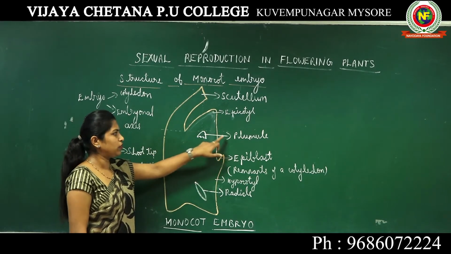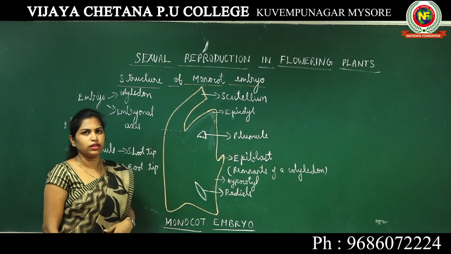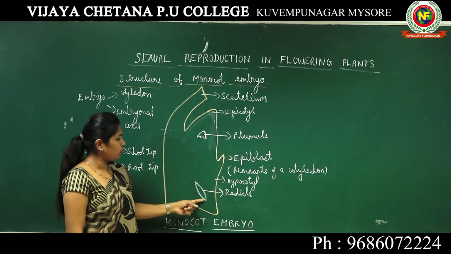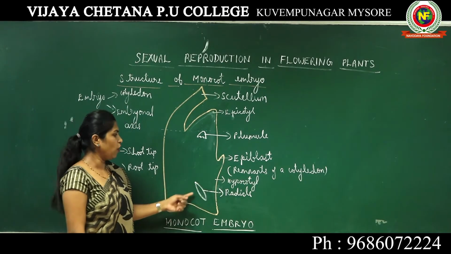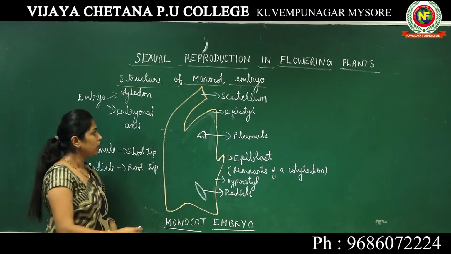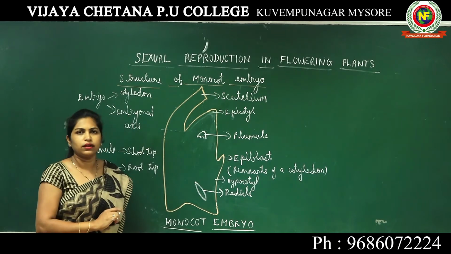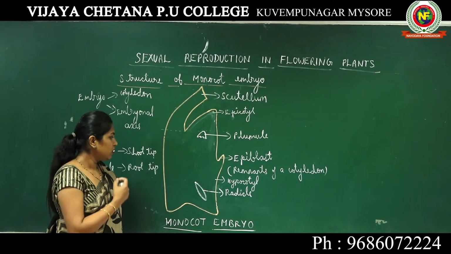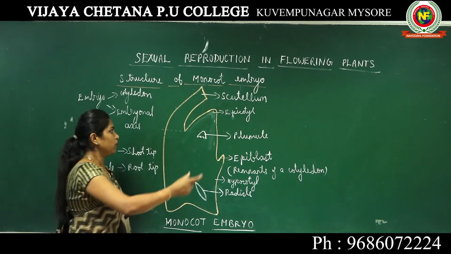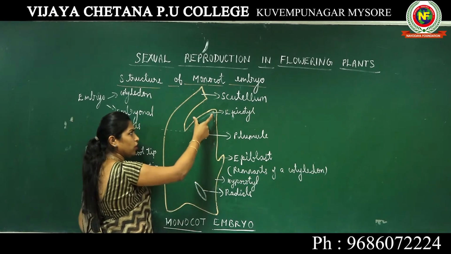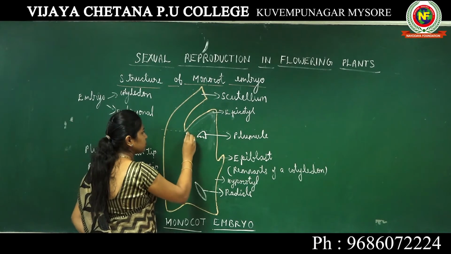Epicotyle always ends with plumule. We all know plumule is going to form a shoot in the future. Hypocotyle always ends with radicle, which is going to form root in the future. Now, both plumule and radicle are covered by an undifferentiated sheath or layer, which will be present on both the sides of epicotyle and hypocotyle. I'll draw one by one here.